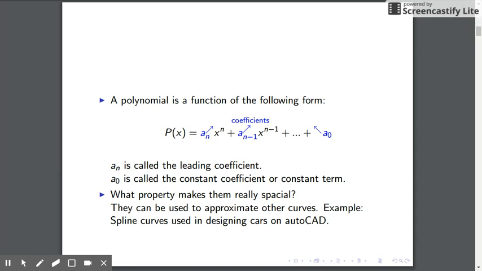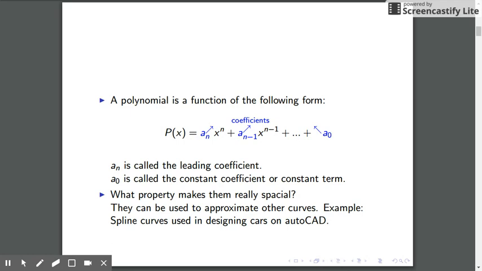All these constants are called coefficients, even the constant term. We call the first one the leading coefficient, and the last one is called the constant coefficient or constant term.